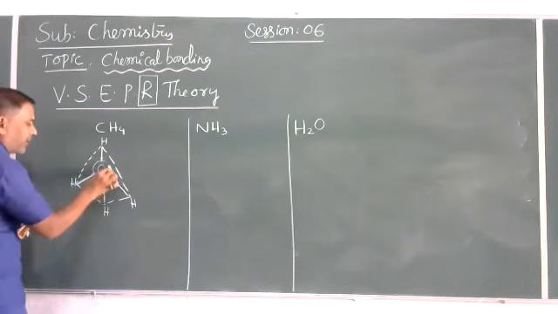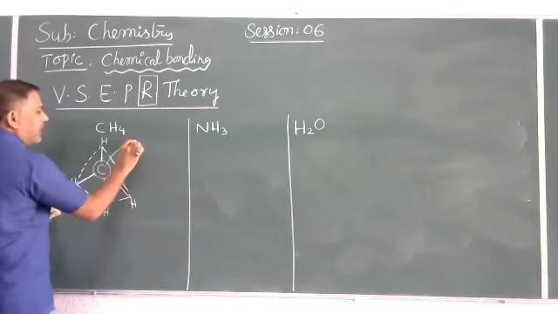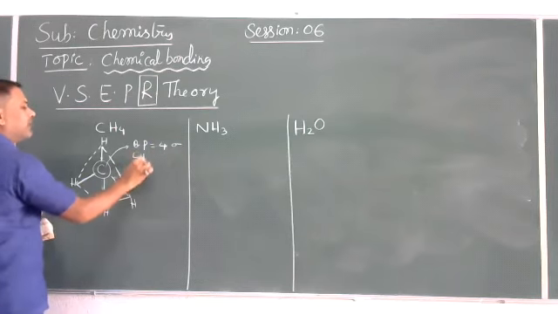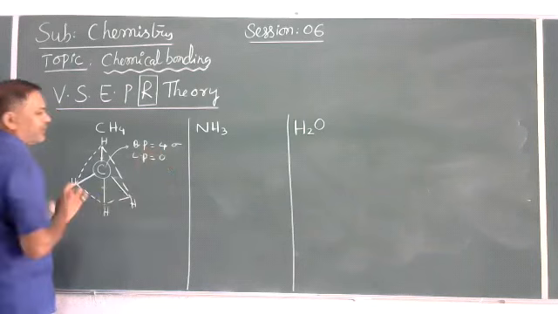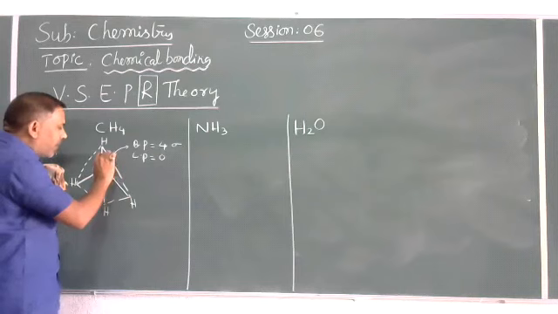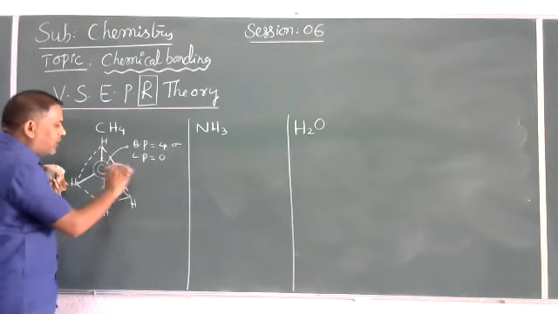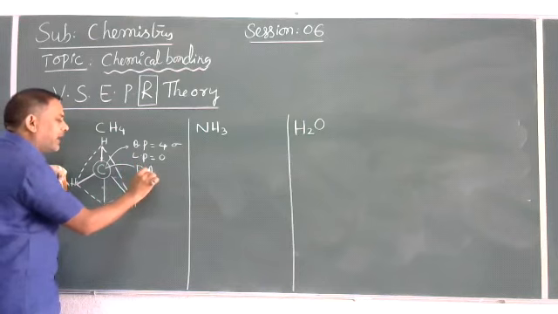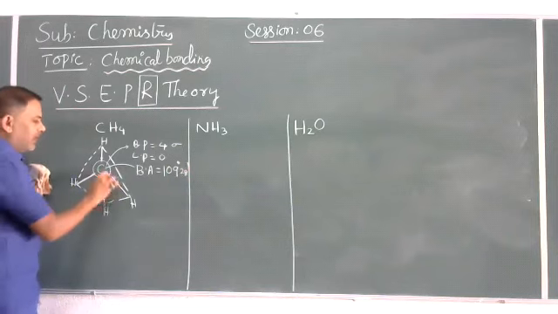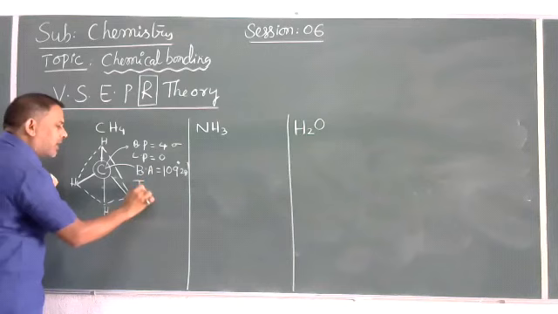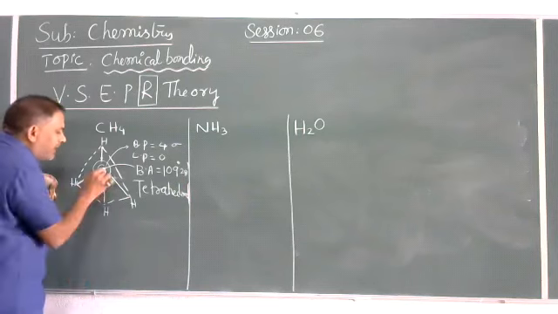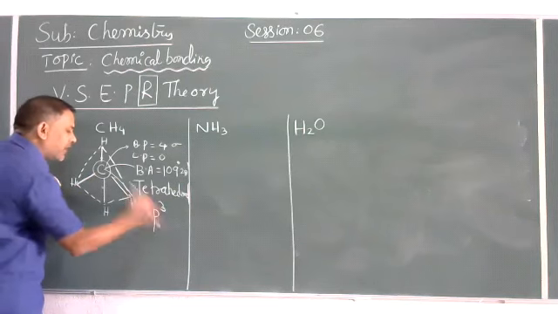I'll explain shapes and bond angles after the hybridization concept. Around the central atom there are 4 bond pairs, which are sigma bonds. LP electrons are 0; there are no lone pairs. Between carbon and hydrogen the bond angle BA is 109 degrees 28 minutes, and its shape is tetrahedral. Its hybridization is sp3.